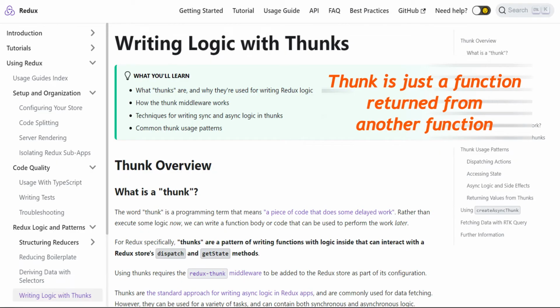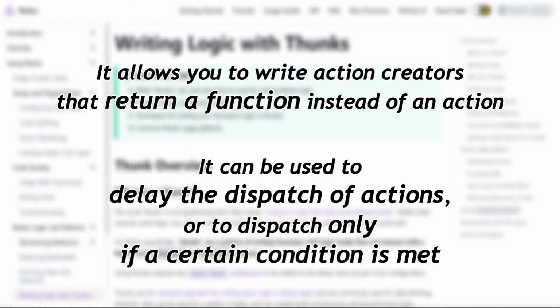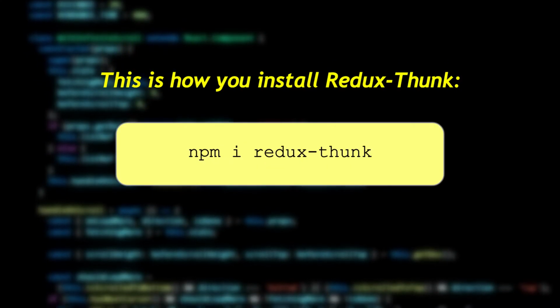Thunk is just a function returned from another function. Basically, it's a middleware. It allows you to write action creators that return a function instead of an action. It can be used to delay the dispatch of actions or to dispatch only if a certain condition is met. This is how you install Redux Thunk.